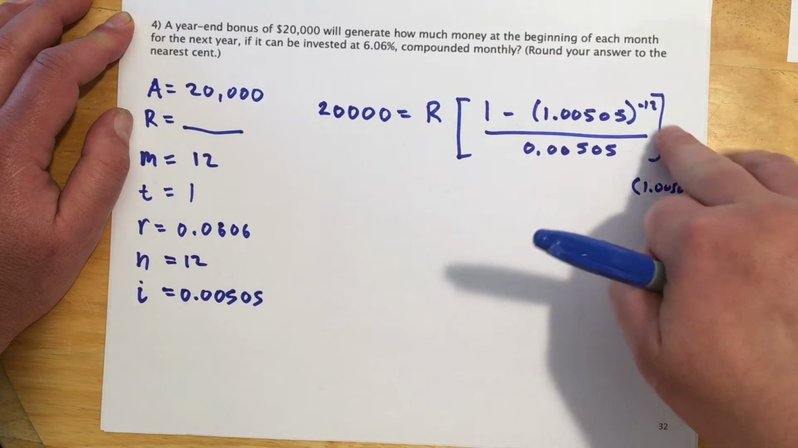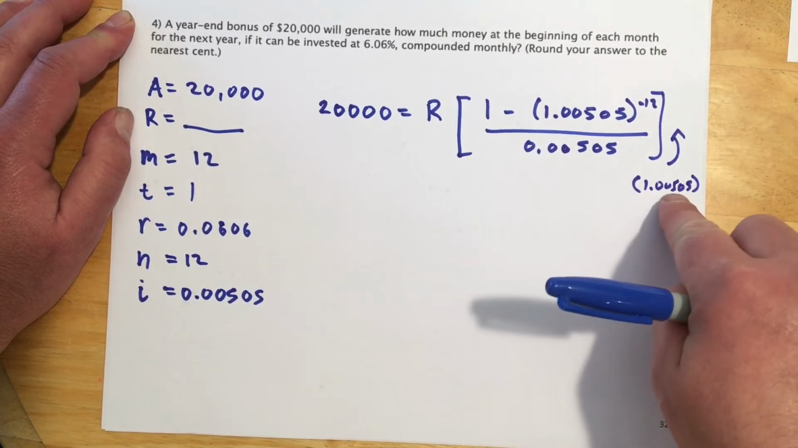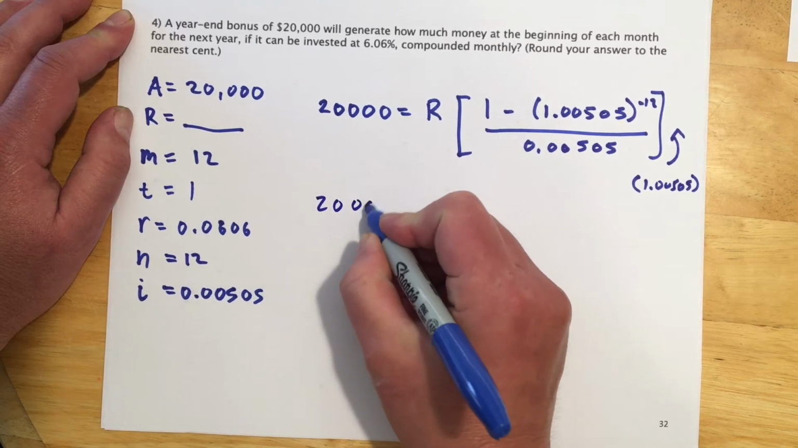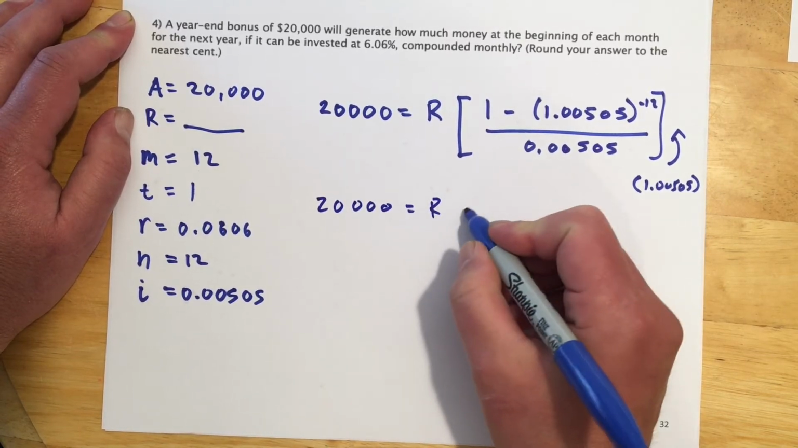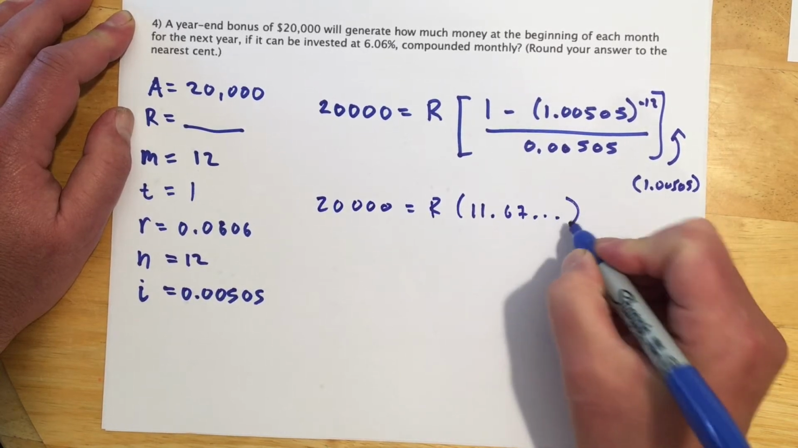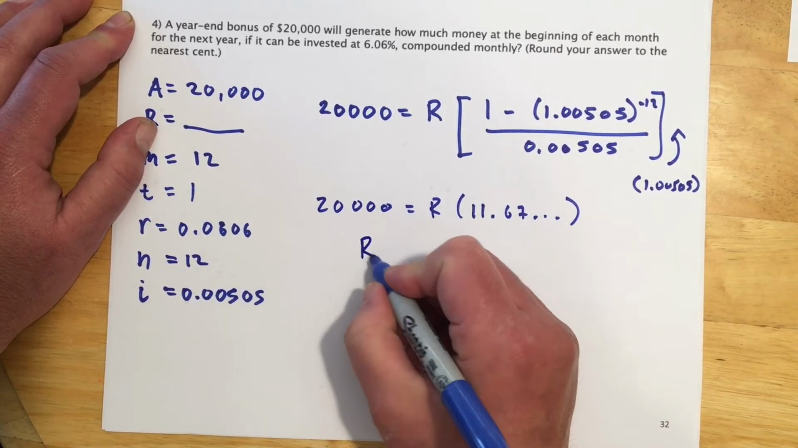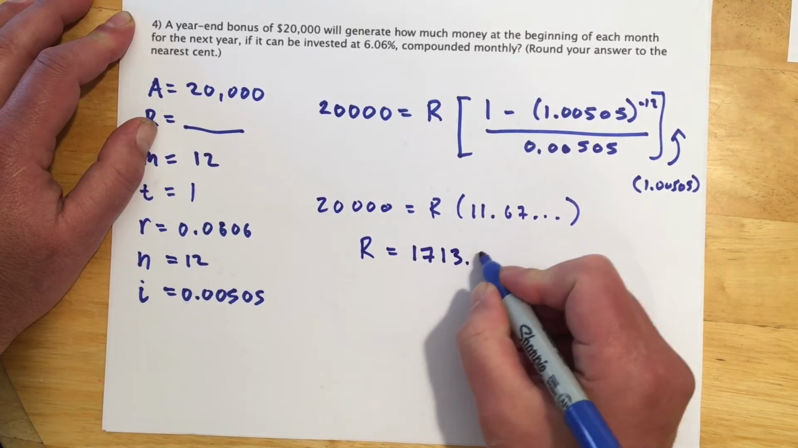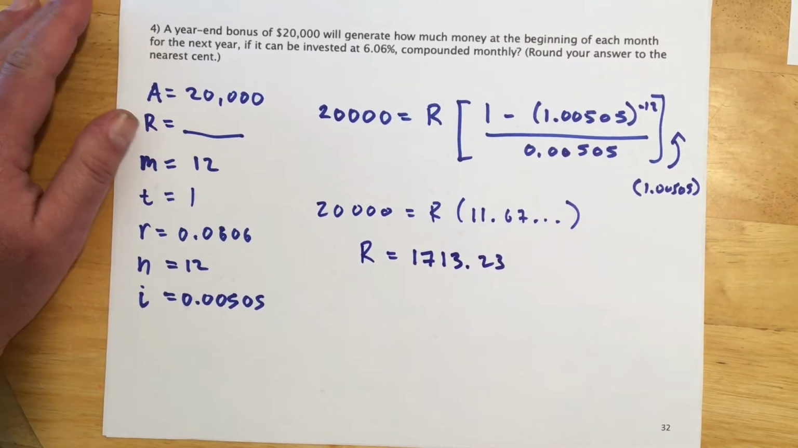Okay, so here it is. I ran out of room for that last little bit there, but it's being multiplied by that. So I threw all this in the calculator and got 20,000 equals R times this, which came out to like 11.67. Kept going, divided it over, and that gave me payments of $1,713.23.